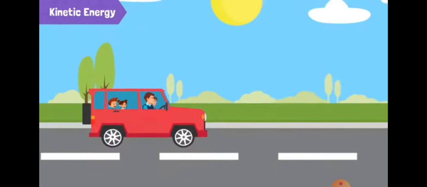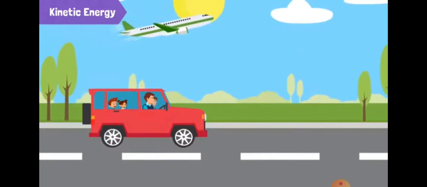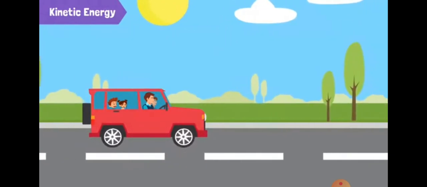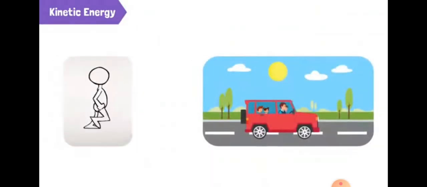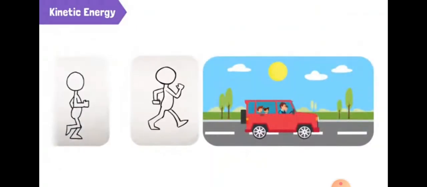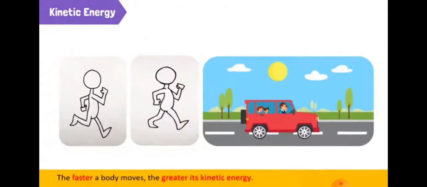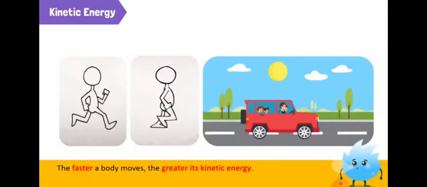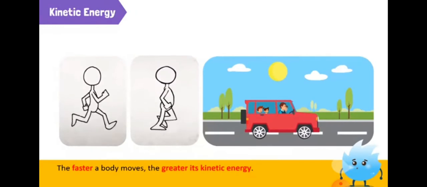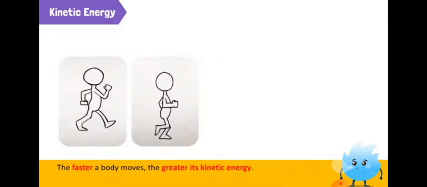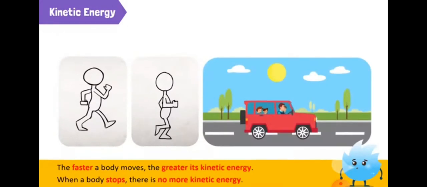Now, let's take another example. Here you can see a car is moving and an aeroplane is moving at a faster rate. Similarly when we walk or when we run, which is having more energy? Yes, when we run, because our velocity is more. And if our velocity is more, it means kinetic energy is more, because kinetic energy depends on velocity. Right?